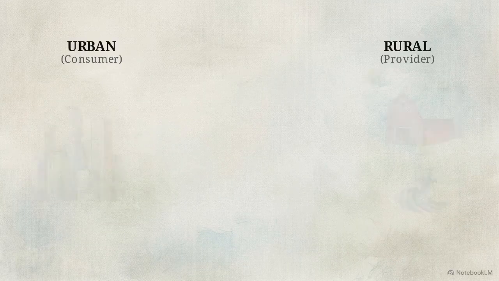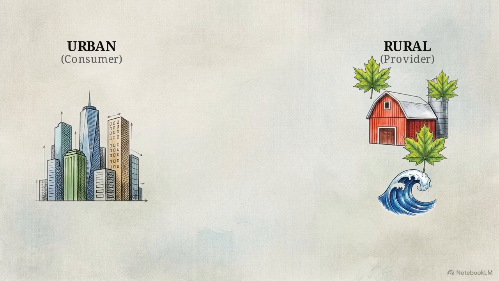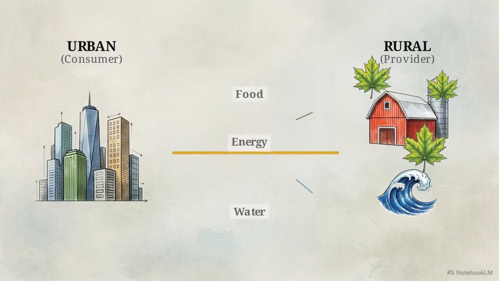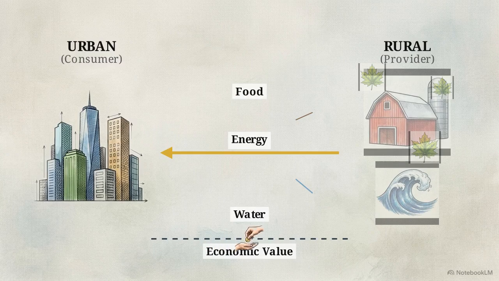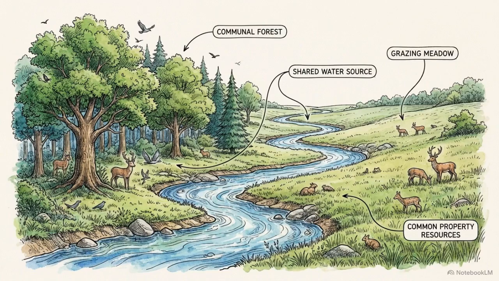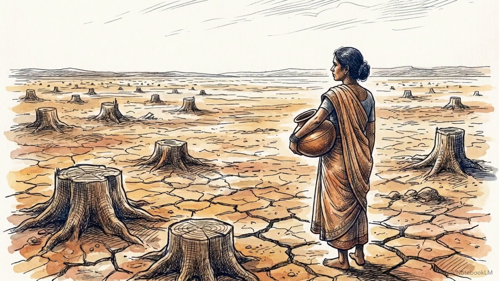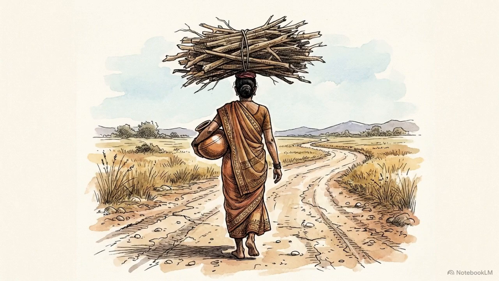A major tension in environmental ethics is the resource gap between urban and rural populations. Cities consume massive quantities of food, energy, and water, heavily depleting rural sectors that actually supply them without returning fair economic value. This strain deeply affects common property resources, shared assets like forests, grazing lands, and aquatic ecosystems. When these deplete, the burden falls disproportionately on rural women, who must travel much further and spend more labor collecting basic necessities like fuel wood and fodder.